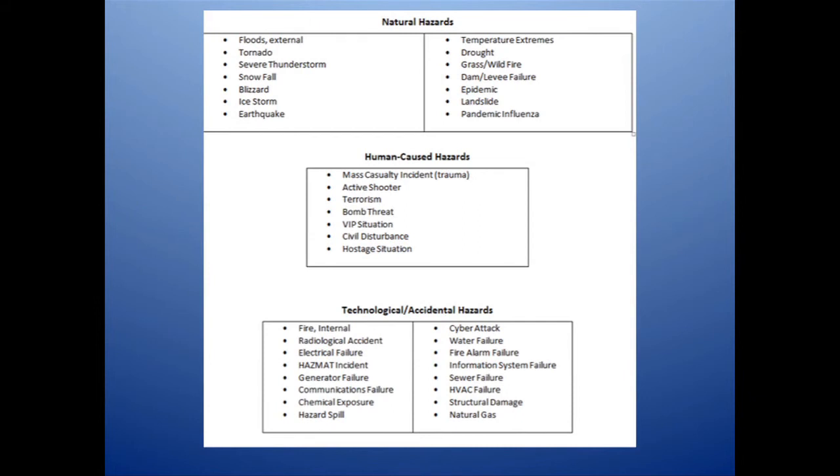And the last category that we've developed, or had organized our disasters under, is technological and accidental hazards. And again, those are radiological events. They could be electrical fires. They could be hazardous materials, and the list goes on.